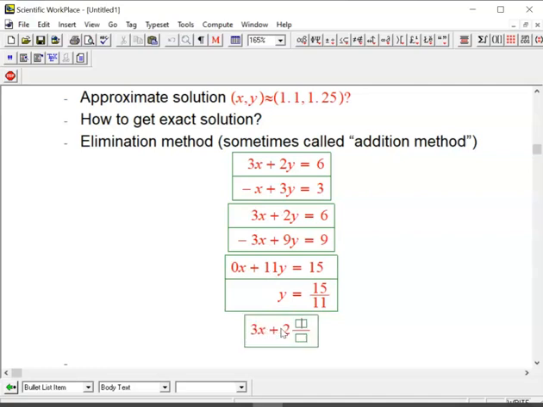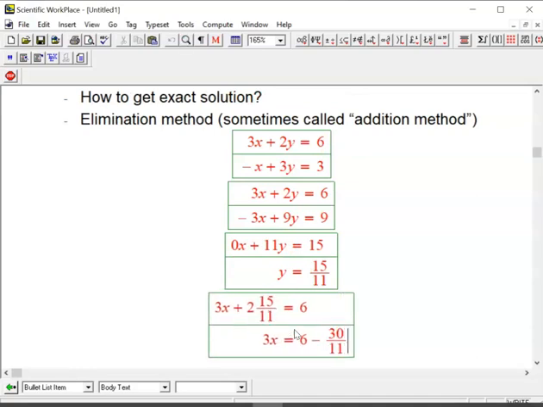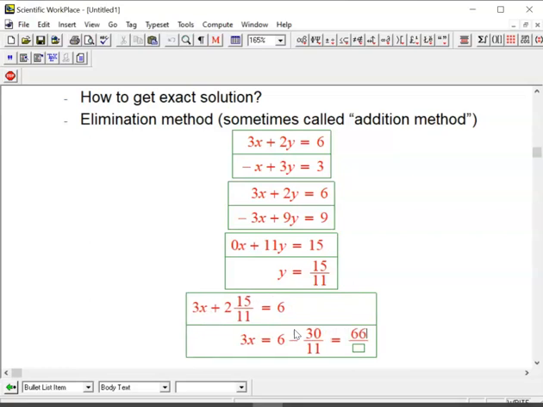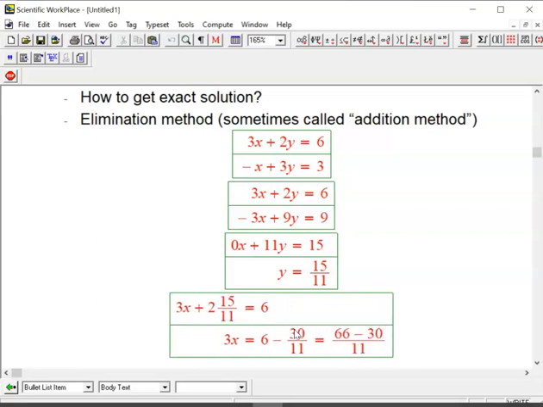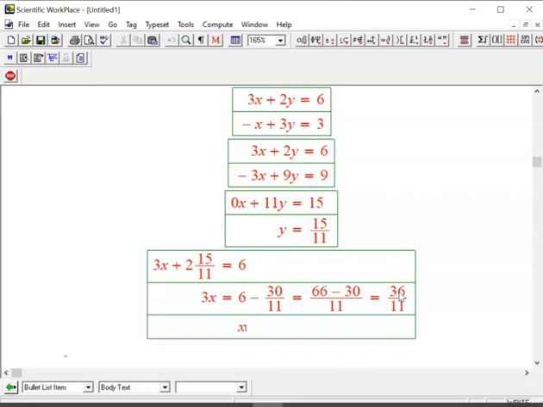So I'm going to plug in that known value for y. I'm going to have to deal with the fractions. So 6 minus 30 over 11, which is 66 minus 30 over 11, which is 36. Whoa, nope. 36 over 11. It's not happening for me today. It will get there. We'll get there, I swear. Okay, and then divide by 3, I get 12/11.